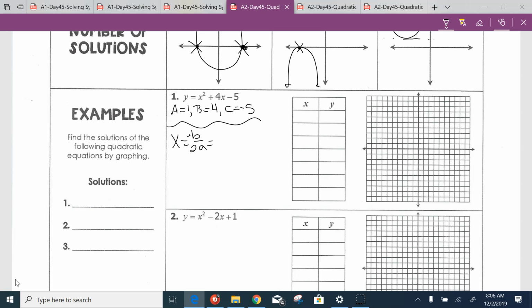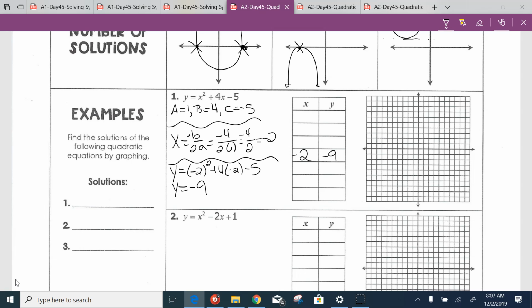So if I substitute in all my values here, I get negative 4 over 2 times 1. Or in other words, negative 4 divided by 2, which gives me a negative 2. So that's going to be my vertex x-coordinate, negative 2. Now all I have to do is use my calculator and plug in negative 2 into this equation. So I want to get what my y value equals when I have negative 2 squared plus 4 times negative 2 minus 5. So I substituted all the x values with that, and I get a y value of y equals negative 9.